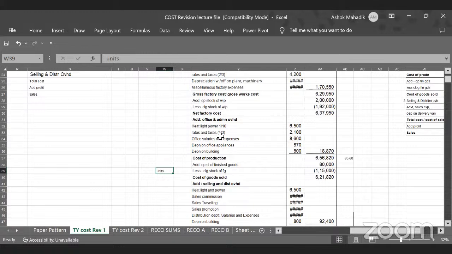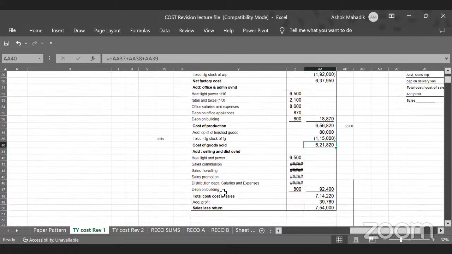Clear, students? So in cost of production, if you add opening stock of finished goods and subtract closing stock of finished goods, you will get cost of goods sold. Clear? Then the last head, selling and distribution overheads. All sales related, all salesman related, all traveling expenses will come here. So the total of this will be added to your cost of goods sold. You will get total cost, also called cost of sales. Clear? Then add profit, you will get sales. Sometimes sales is given and profit is the balancing figure.